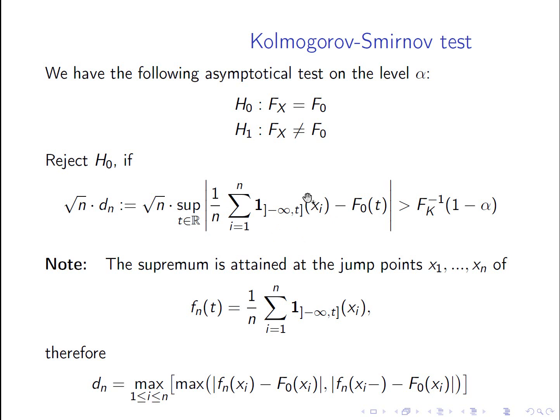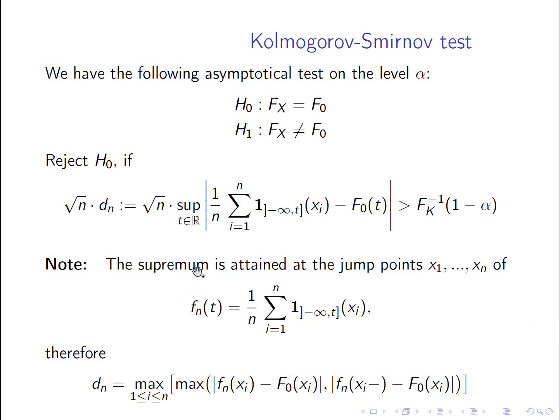Well, because the empirical distribution function is discontinuous, it only changes at jump points. But what helps a bit is that the supremum here is attained at the jump points, because we have piecewise constant functions. So it's attained at the jump points x1 up to xn of the empirical distribution function for the realizations. So as always, realizations small letters, random variables capital letters.